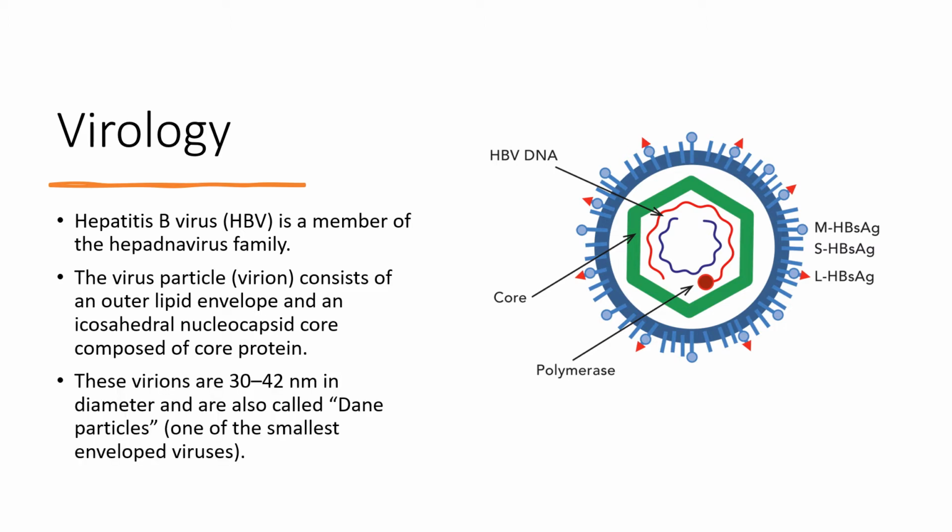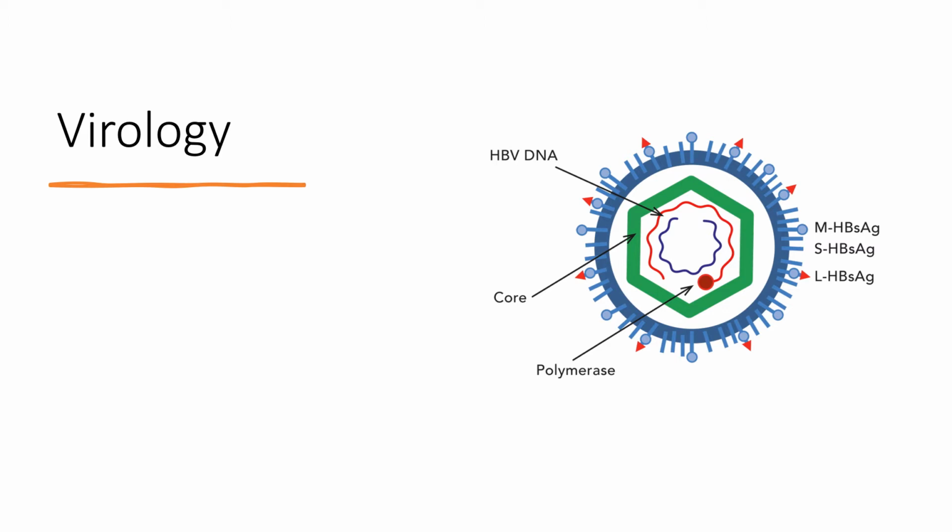These virions are typically 30 to 42 nanometers in diameter, and they're referred to as Dane particles. These are the infectious particles of the virus, so they can cause disease. They are one of the smallest enveloped viruses.